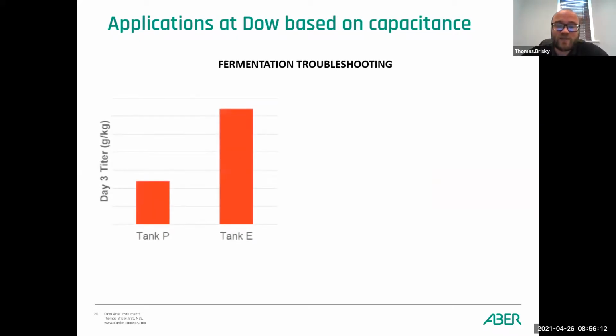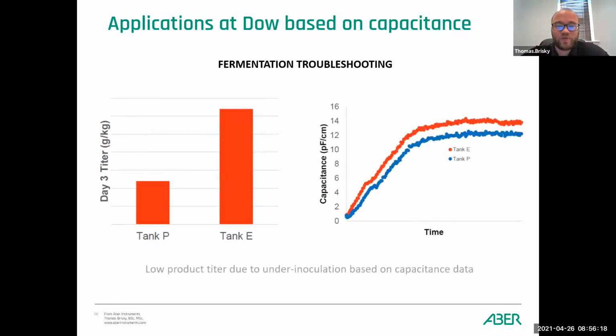And so this graph shows the immediate effect of implementing capacitance for troubleshooting. For instance, in this example, they discovered that the day 3 product titer for tank P was much lower than that in tank E. When they consulted their capacitance trends, they discovered that tank P also had a much different trend line, which showed that it was indeed the number of cells causing the low production and not any other factors. This led them to develop process changes to get tank P more in line with tank E.